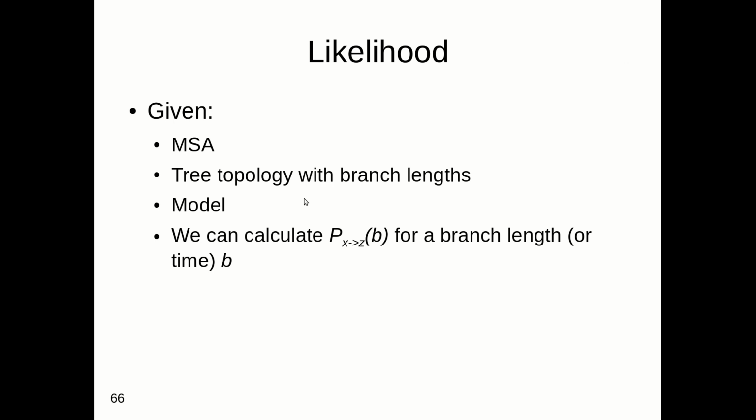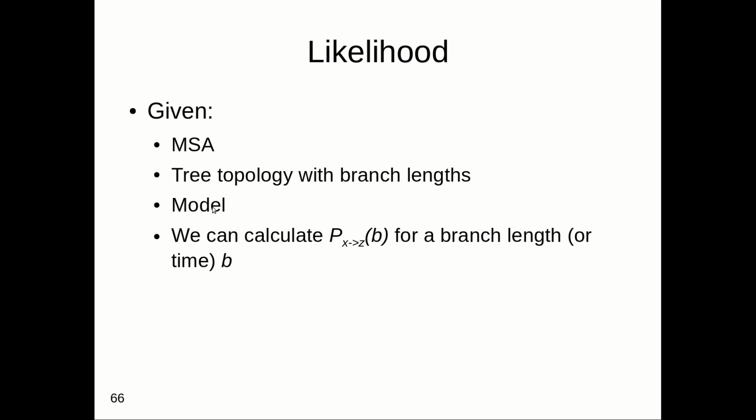Now let's talk a little bit about likelihood. I will take a break here and continue later on, but here's the introduction. So once again, we are given the multiple sequence alignment, and we're also assuming that we're given the tree topology, but this tree topology also has branch lengths. So unlike in parsimony where we don't care about branch lengths, here we do have branch lengths.